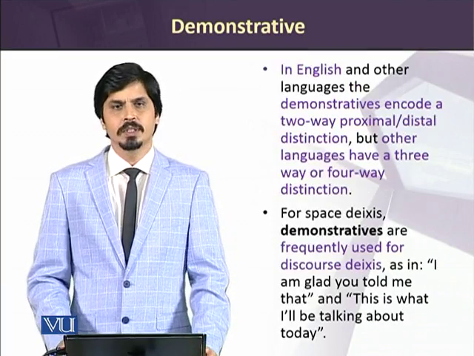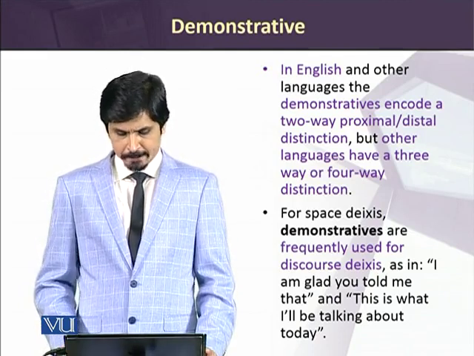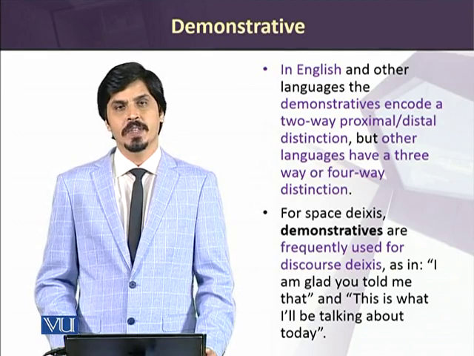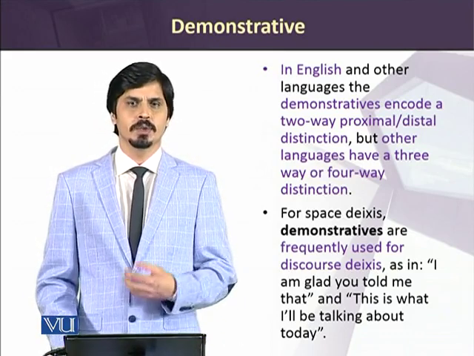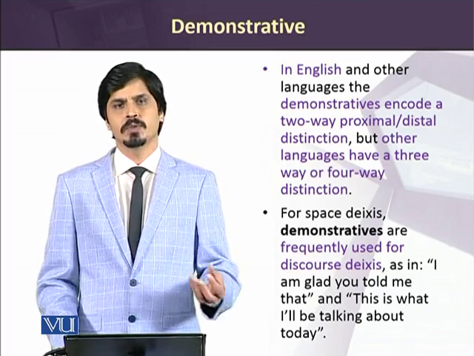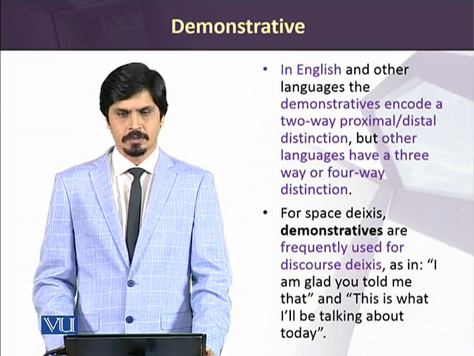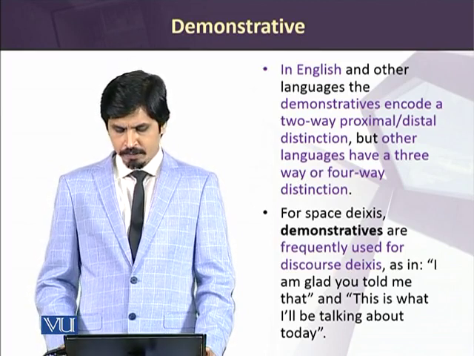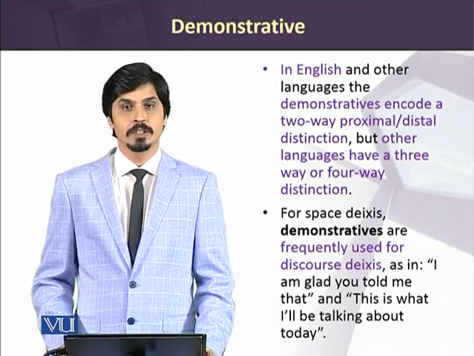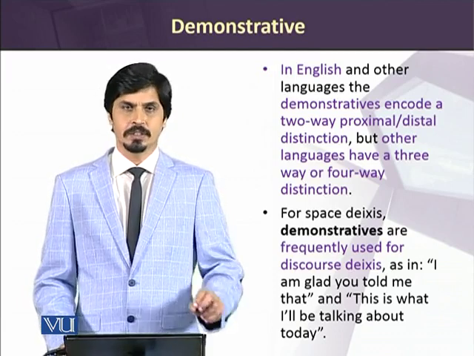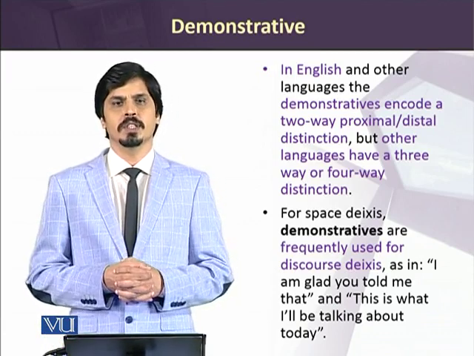In English, and in some other languages, we have a two-way proximal or distal demonstrative, for example, here and there. But there are some languages in the world in which we may have three or four-way proximal or distal demonstratives. Space demonstratives are frequently used for discourse deixis also, in order to refer to or point out certain things in a discourse.